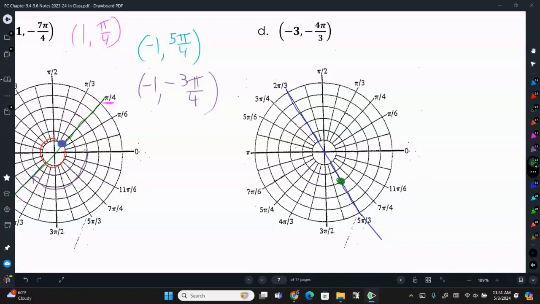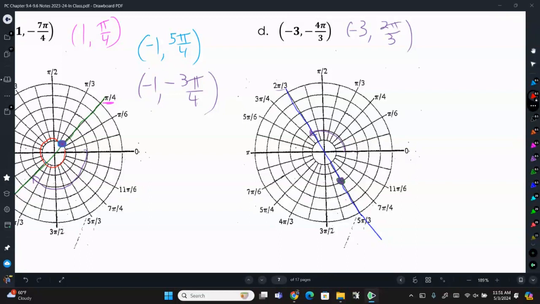So then let's figure out our other points. Well, what if we kept the 3 negative and did 2 pi over 3? So I would rotate 2 pi over 3, and then instead of going out 3 forward, I'm going to go backwards 3 and land at that same point.